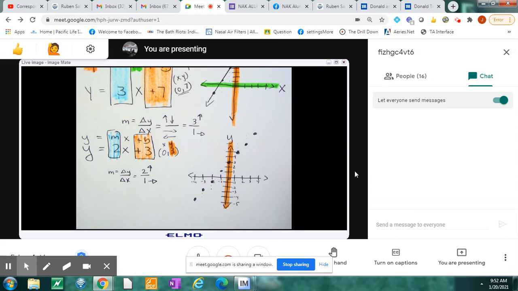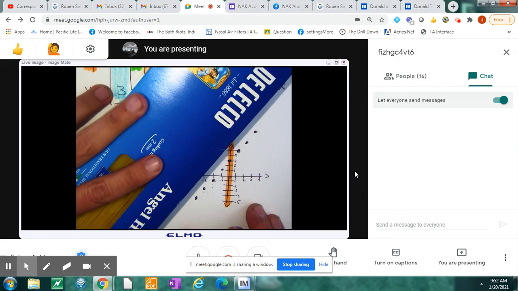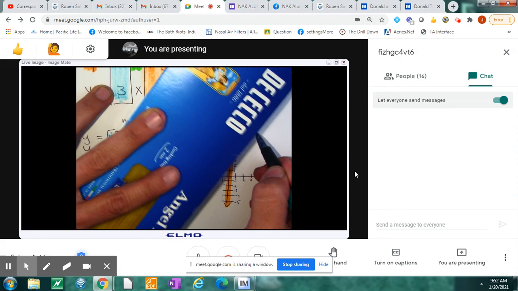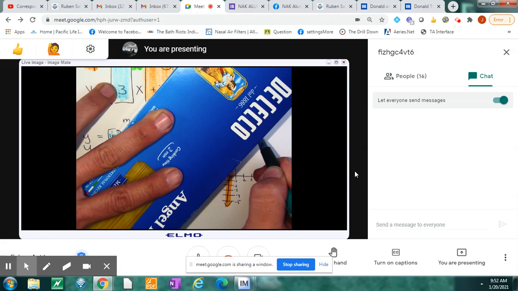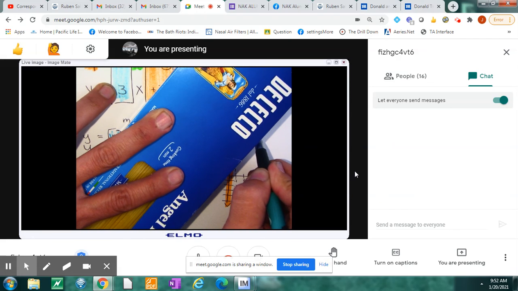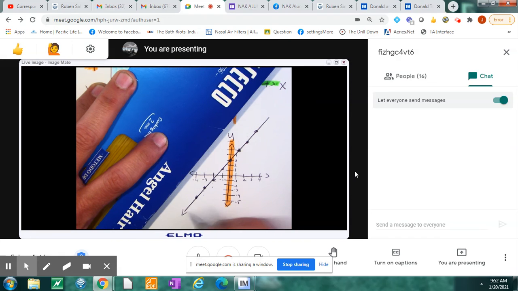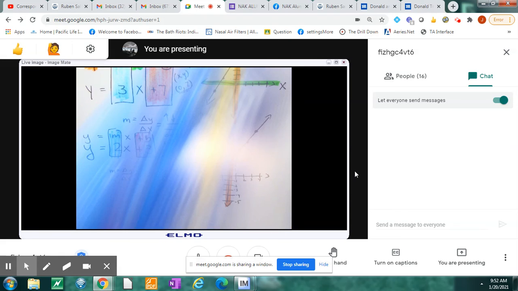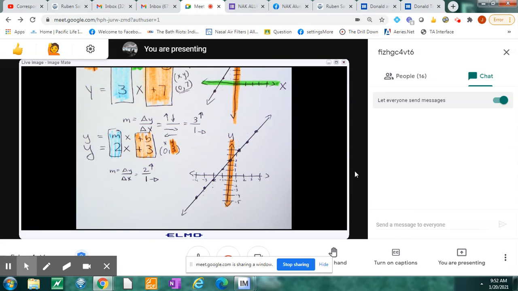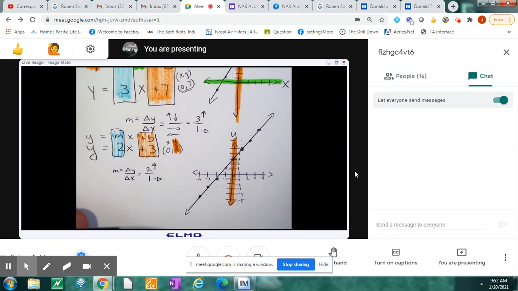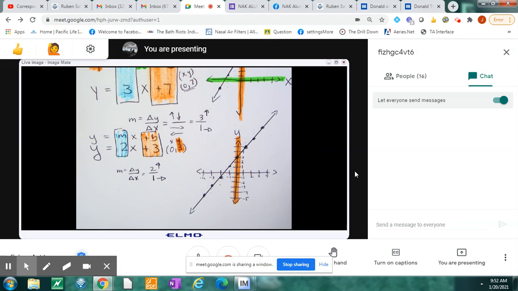All right, and then draw the line. My angel hair. Woohoo! And that one looks like a straight line. Here we go. There you go. There's your straight line. All right, so there's your straight line right there. That one actually came out nice, right?